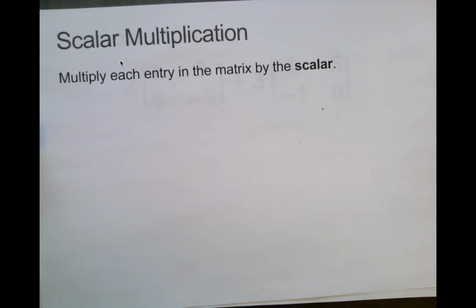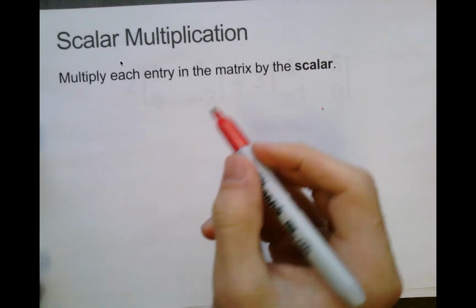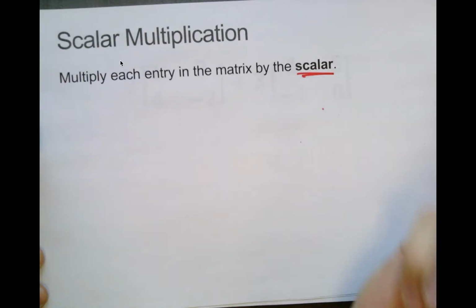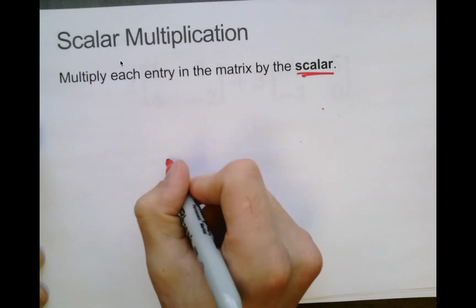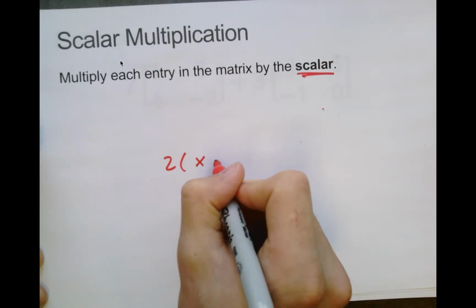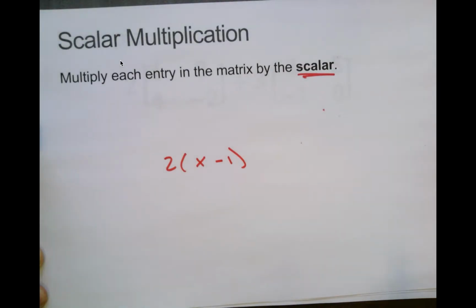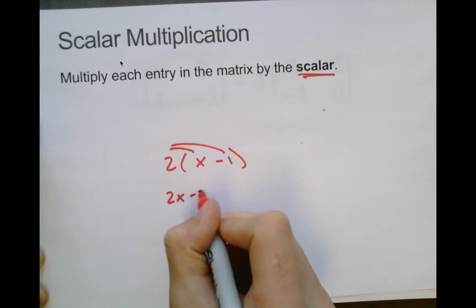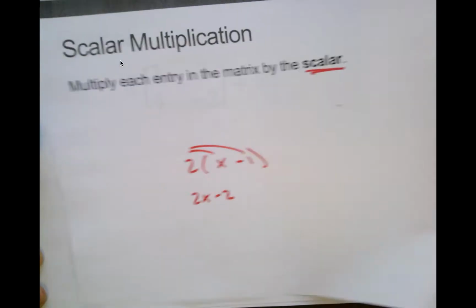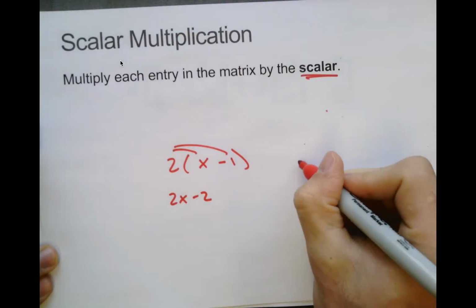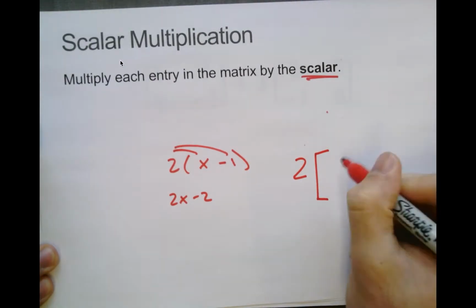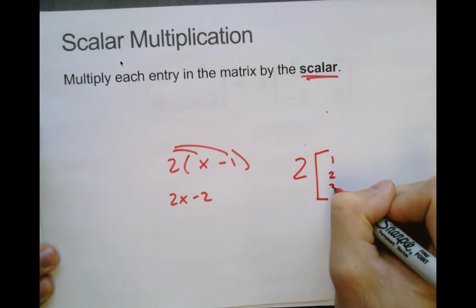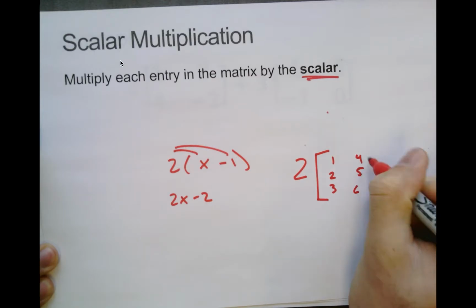Now, the last thing we're going to look at is what's called scalar multiplication. Scalar multiplication is when we multiply every entry inside a matrix by some number. It's really like distributing. If we had something like 2 times (x minus 1), with x minus 1 in the parentheses, how we distributed the 2 to both terms, it's going to be the same exact thing with a matrix. What it's going to look like with a matrix is it's going to have a 2 on the outside, and we'll have all of the corresponding parts.